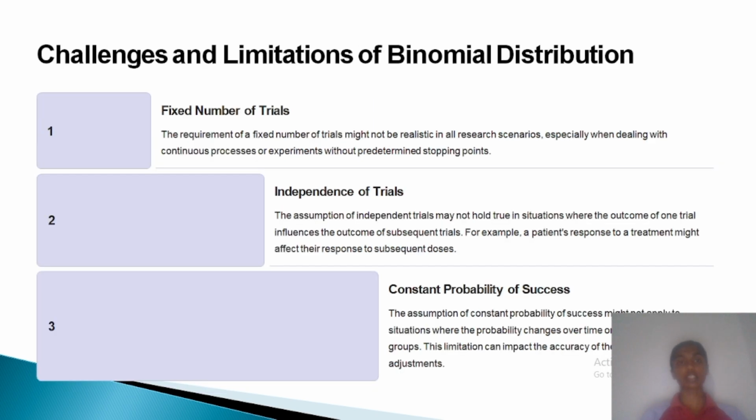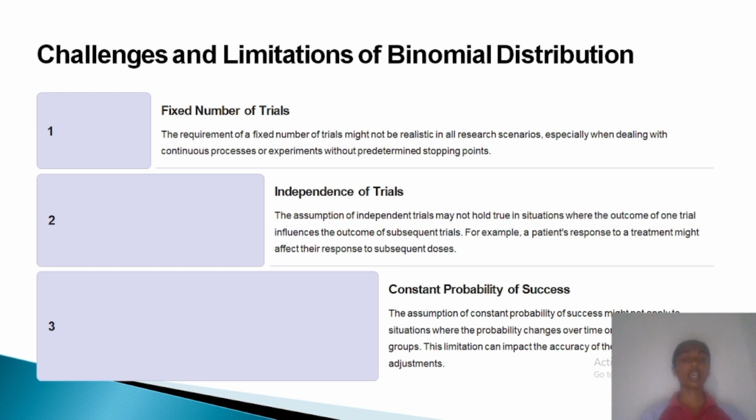Challenges and limitations of binomial distribution. Fixed number of trials. The requirement of a fixed number of trials might not be realistic in all research scenarios, especially when dealing with continuous processes or experiments without predetermined stopping points.